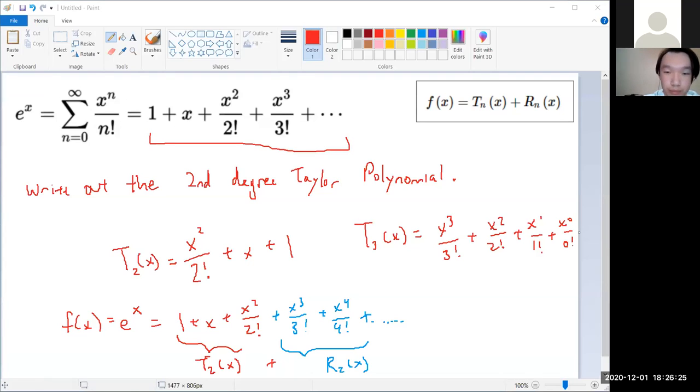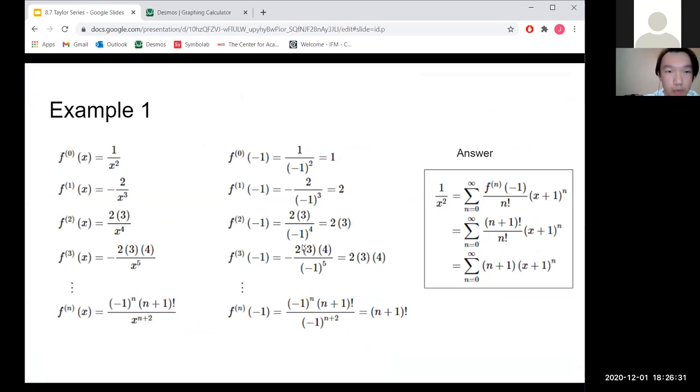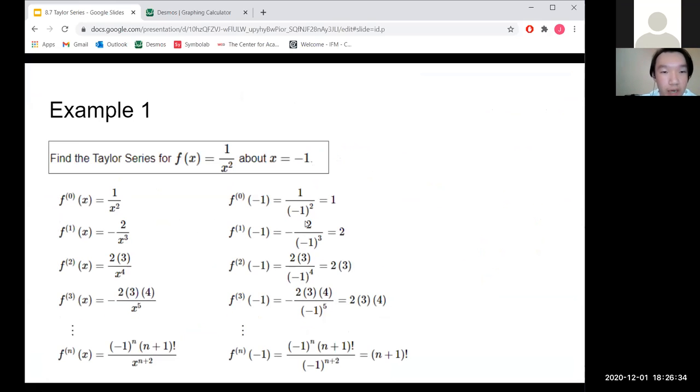Okay, let me go back to the PowerPoint. Going back to this example where we found the Taylor series for 1 over x squared, that is a question where you actually have to derive the Taylor series on your own, which is very time consuming because you have to find the derivatives and then find the pattern for the derivatives. I'm not going to ask you to do that on the exam. But in theory, you could do this for a lot of functions. I can give you a different function, say f of x equals sine of x, and you can find the derivatives and the pattern, but it will be very time consuming.